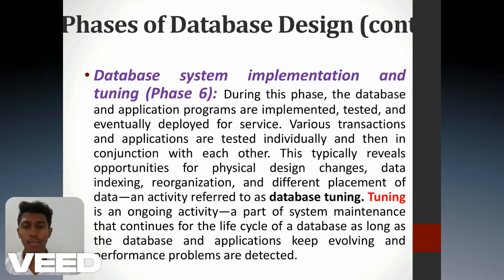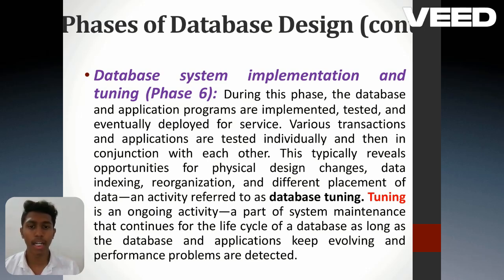And the last slide of today's presentation is database system implementation and tuning, which is also known as phase 6. In this phase, the database and application programs are implemented, tested, and eventually deployed for service. Various transactions and applications are tested individually and then in conjunction with each other. This typically reveals opportunities for physical design changes, data indexing, reorganization, and different placement of data. This activity is referred to as database tuning. So basically, tuning is an ongoing activity, a part of system maintenance that continues for the life cycle of a database, as long as the database and applications keep evolving and performance problems are detected.